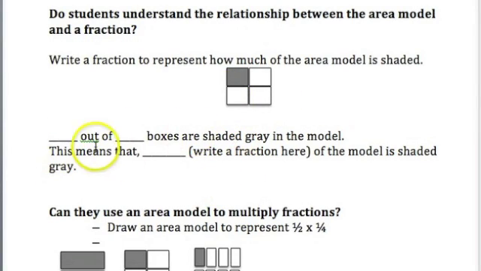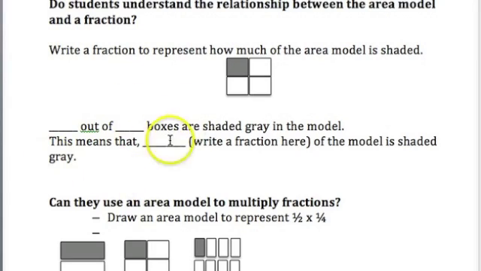Right here is how I can use some blanks. Right, so if I'm not understanding how to do an area model as a fraction, maybe I preset it. So blank out of blank boxes are shaded gray in the model. This means that blank fraction is the model shaded in gray, or something like that, right? So that would have them write 1 out of 4 boxes. Okay, that's 1/4. Now, through this process of scaffolding, you're actually making them figure it out for themselves in a way, but giving them some sort of easy outs and a success, right? I can say how many boxes are colored gray, right? Even if I don't understand area models.